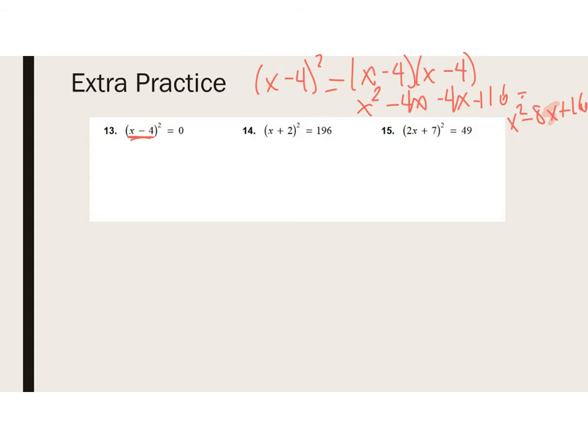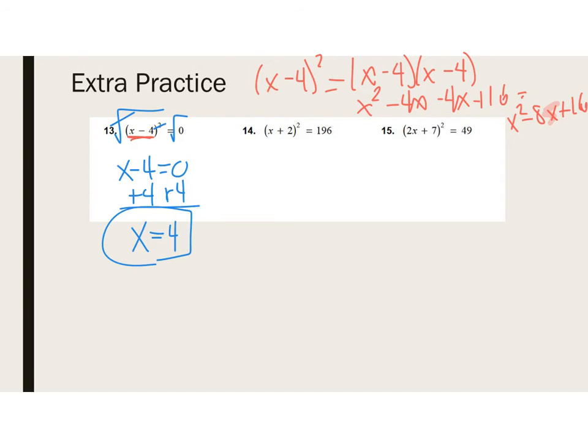So what you can do from the beginning on these is you just square root both sides. The square root and the square are going to cancel each other. You're going to get x minus 4, square root of 0 is 0. You're going to add 4. X equals 4, and it's done. You will have more work if you work out that square. Don't do that. So number 14, what are you going to do? You're going to square root both sides.